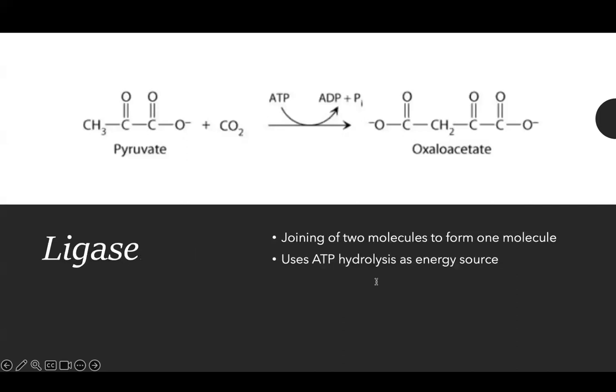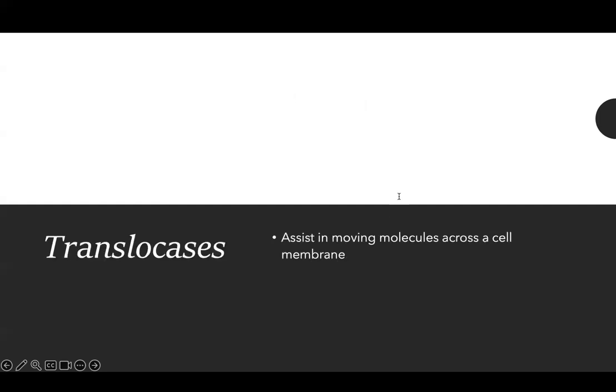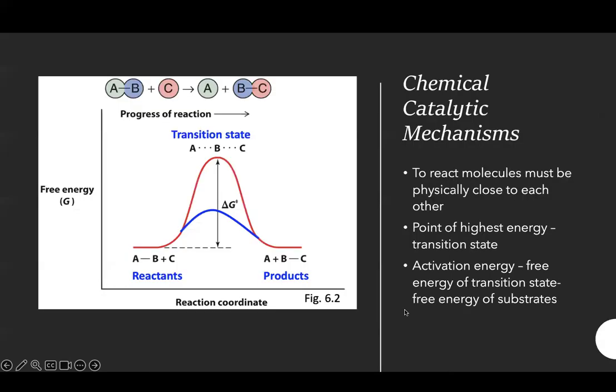Next, we have ligase. This should be a familiar name to everyone if you think about DNA replication. So ligase joins two molecules to form one molecule with the help of ATP. So ATP hydrolysis is used as an energy source for this type of reaction. And lastly, we have translocases, which assist in moving molecules across a cell membrane.